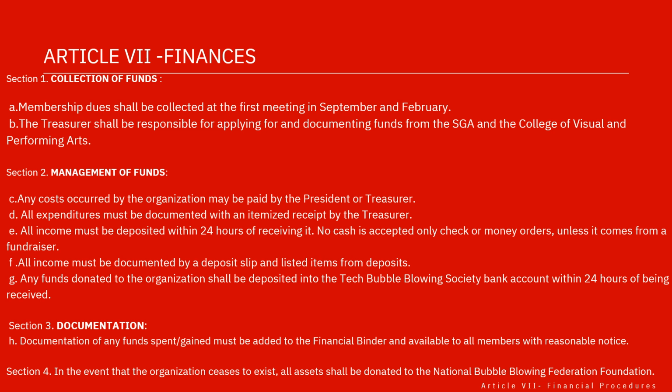Moving on to the next section is then how we manage those funds, how costs are incurred and who handles them, who can receive receipts, who processes those receipts, all of that needs to be handled here within the management of funds. And finally, for Section 3, how are we documenting our finances? How are we documenting that we're spending money, intaking money, etc.?